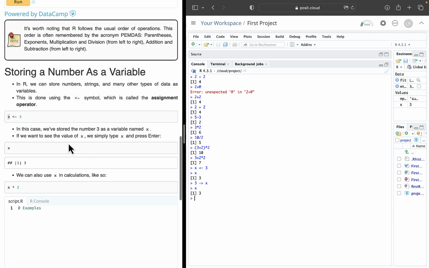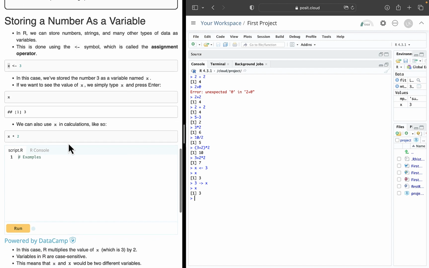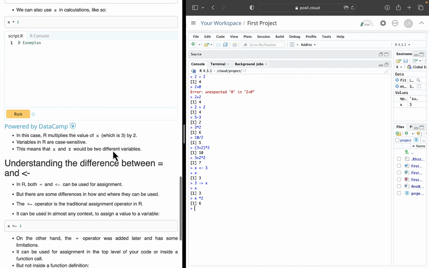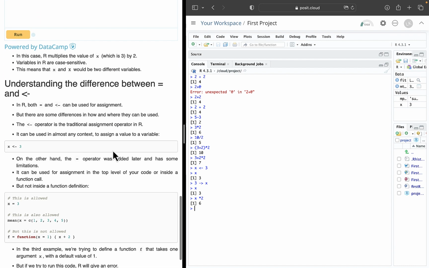All right, so the next thing we can do is use that variable in calculations. So if we do X times 2, what should I get? Well, X is 3. 3 times 2 is 6, so I'd better get 6, and I do. So nifty. It's really important, though, that we take a step back and really understand the difference between the equal sign and the assignment operator.